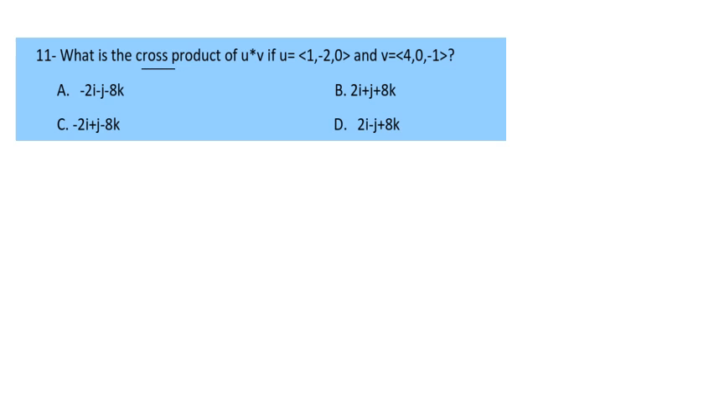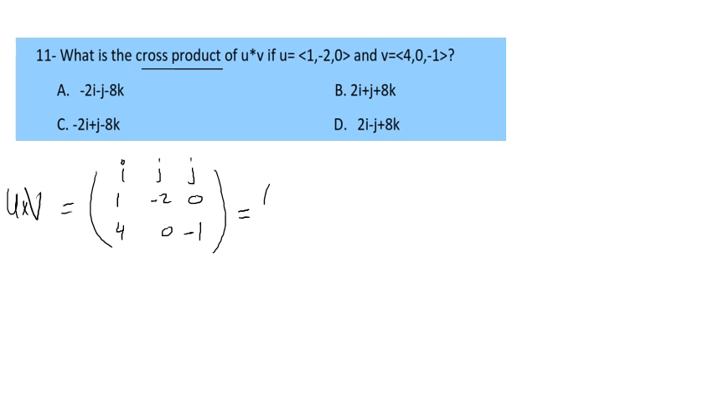What is the cross product between the two vectors u (1, negative 2, 0) and v (4, 0, negative 1)? To find the cross product between u and v, we need to form a matrix. It's order 3 by 3. The first row is i, j, and k. U's components are 1, negative 2, and 0, and v's are 4, 0, and negative 1. To find the determinant of this matrix, I will form a determinant in terms of i, minus another 2 by 2 matrix in j, plus another matrix in terms of k.